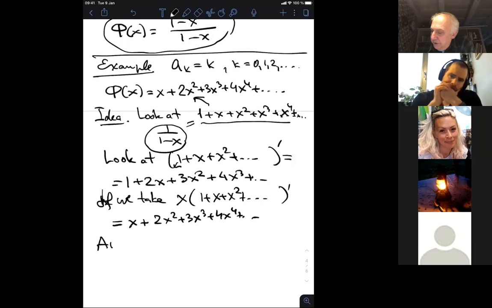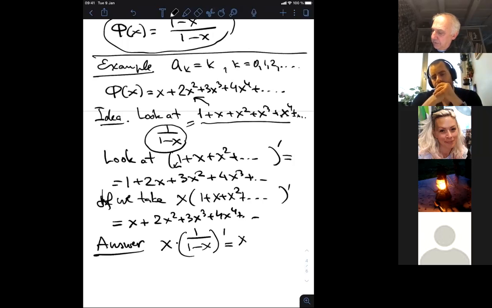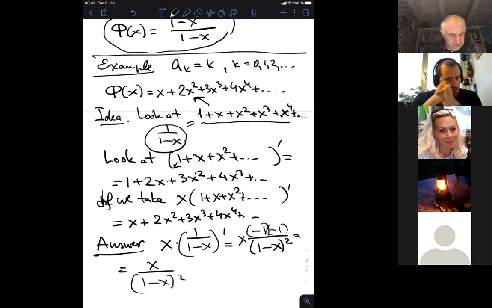So our answer would be x times the derivative of 1 divided by 1 minus x. If we differentiate this thing, we'll get minus 1, and then this thing squared, and finally we get another minus, I think, from the inner derivative. So my guess is it would be x divided by 1 minus x squared. Let me just double check.